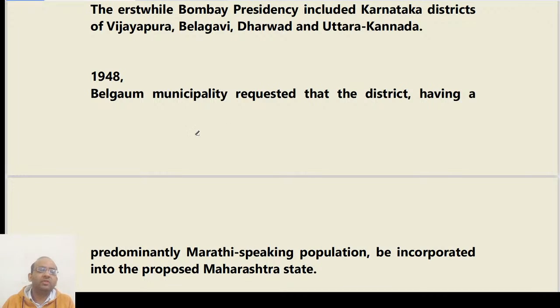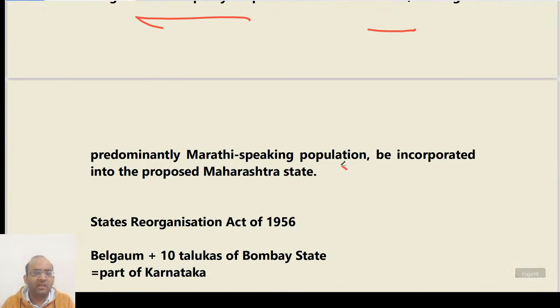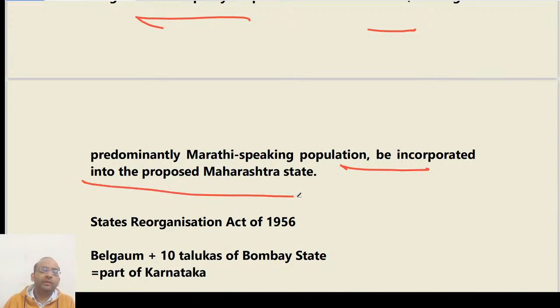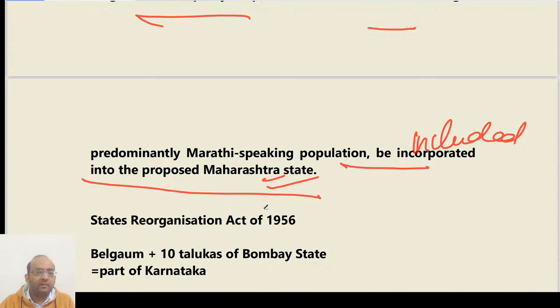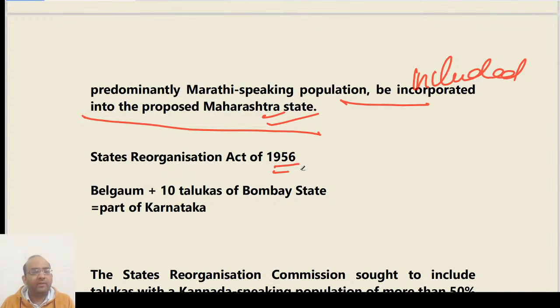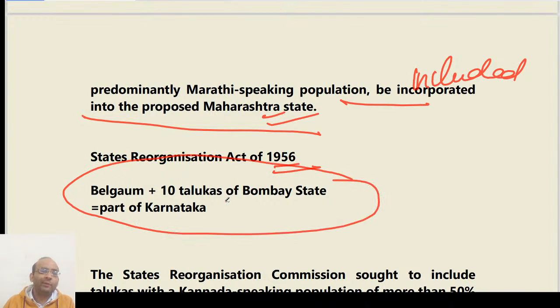That is why the Belgaum municipality requested that the district, having a predominantly Marathi-speaking population, should be included in the proposed Maharashtra state. And the States Reorganization Act of 1956 gave Belgaum and 10 taluks of Bombay state to, sorry, to Karnataka. Now the dispute started.